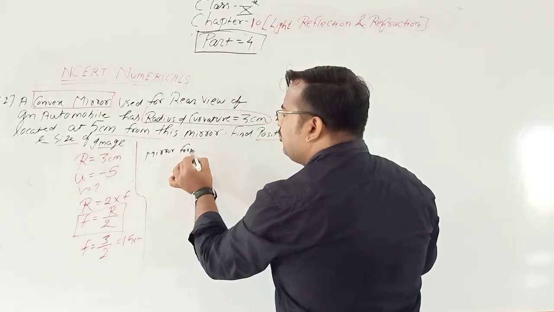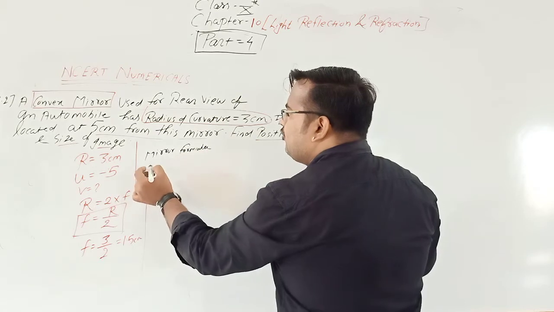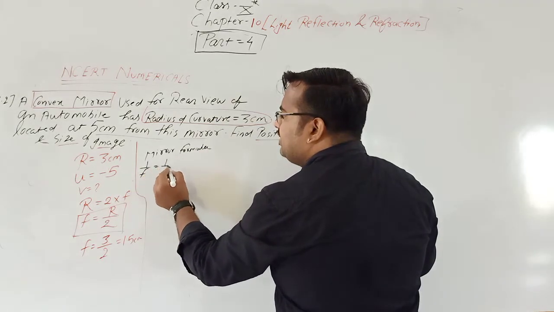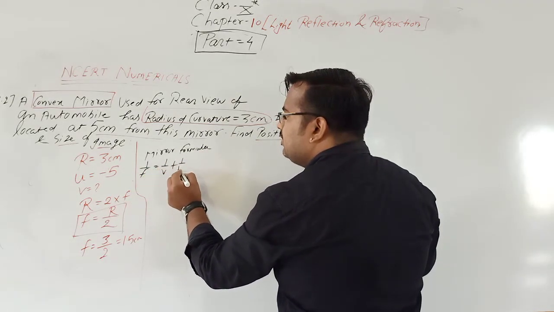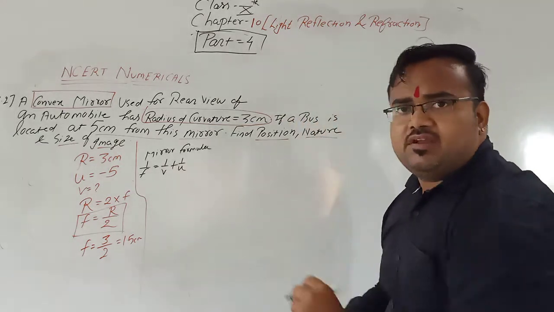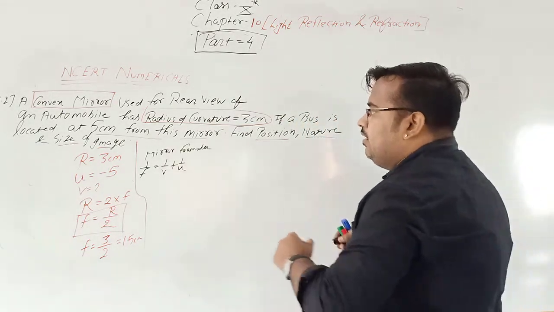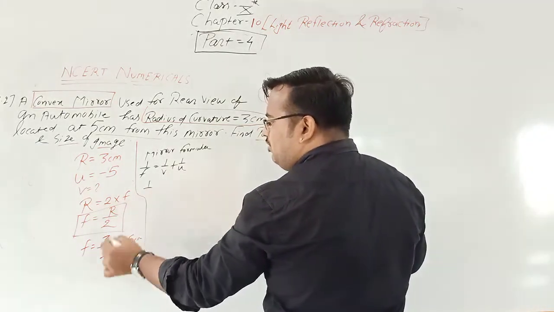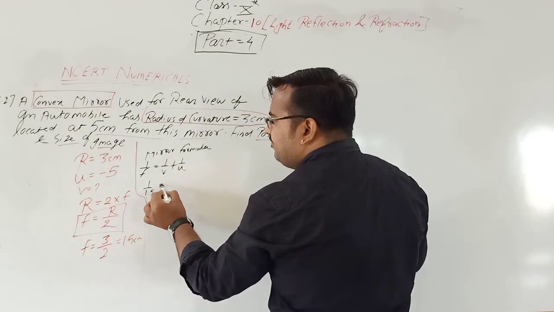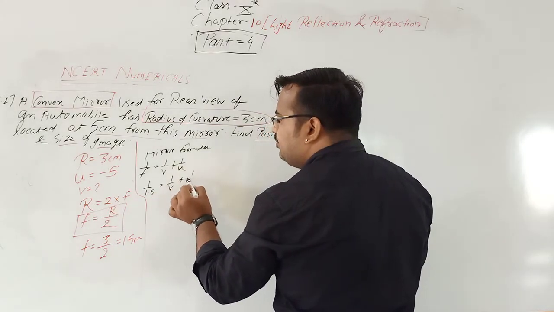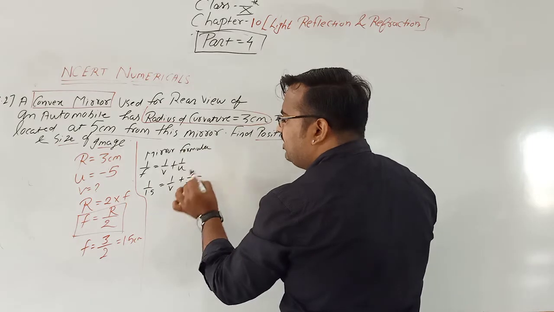Mirror formula. The mirror formula is 1 upon f is equal to 1 upon v plus 1 upon u. This is the mirror formula. Clear? Now, what is the value of f? 1.5. 1 upon v plus 1 upon u. What is u? Minus 5 centimeter.